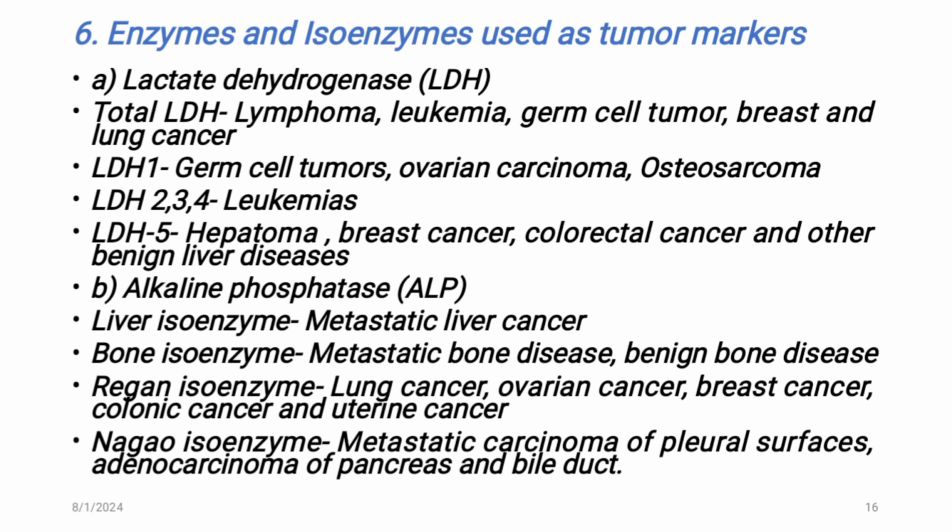And next, the last one is the Nagao isoenzyme. It is increased in the metastatic carcinoma of the pleural surfaces. Pleura is related to the lungs' protective membranes. So when that part has the metastatic carcinoma, the Nagao isoenzyme would be increased and may be present in an abnormal amount. And the next is adenocarcinoma of the pancreas and the bile duct. Pancreas and bile duct and the pleural surfaces metastatic carcinoma is indicated by the Nagao isoenzyme. So these are the enzymes which are used as the tumor markers.